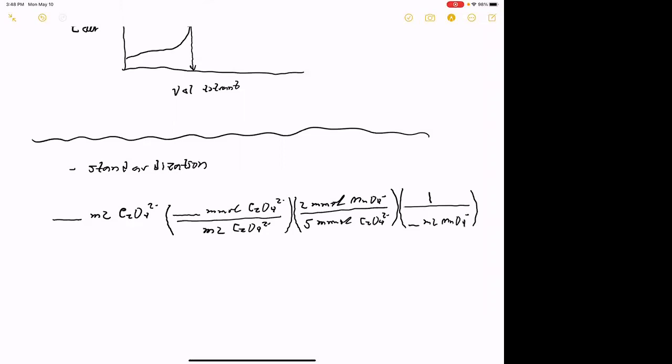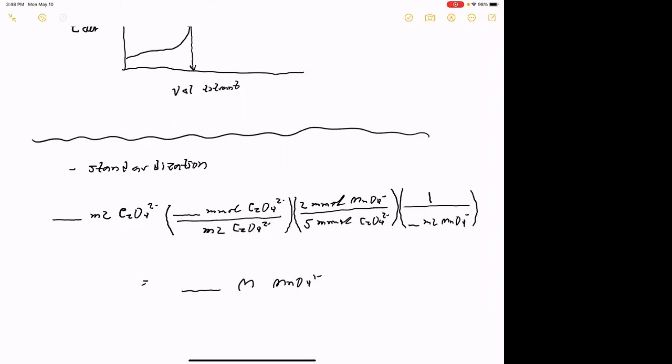So look at what you've got now. You've got millimoles of permanganate over milliliters of permanganate, which is the same thing as the molarity of the permanganate, right? So you end up with some number of molar MnO4. Okay, so that's how you do the standardization. Everybody okay with that? You see where the numbers are coming from?